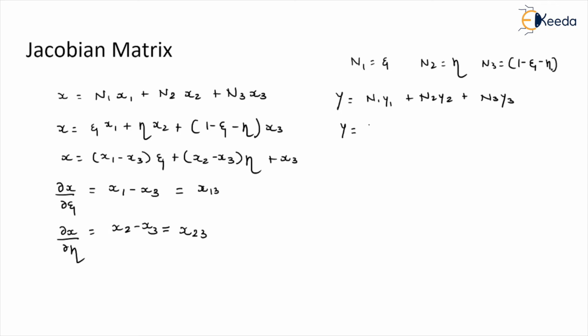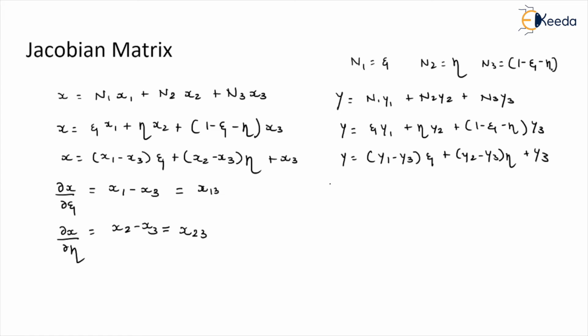Putting all the values of n1, n2 and n3, we can write zeta y1 plus eta y2 plus (1 minus zeta minus eta) into y3. So taking the common from this equation, (y1 minus y3) zeta plus (y2 minus y3) eta plus y3. Same, we can do the partial differentiation of y with respect to zeta first. So the term will become y1 minus y3, which is also written as y13. Same with respect to eta now. So here it will become y2 minus y3, equal to y23.